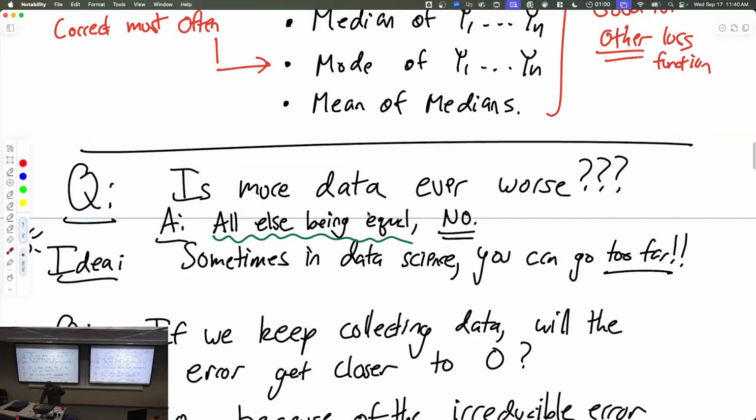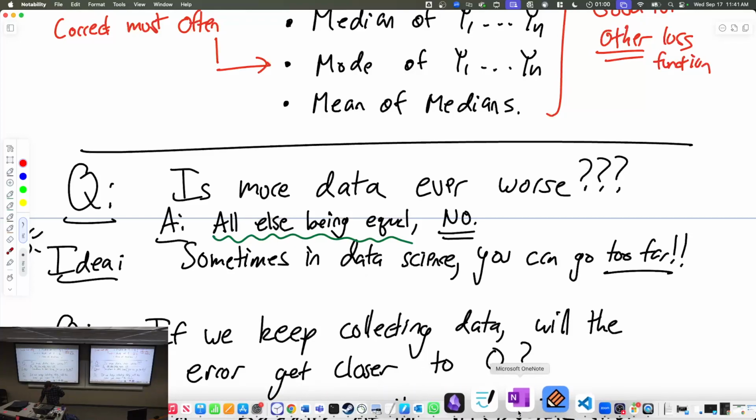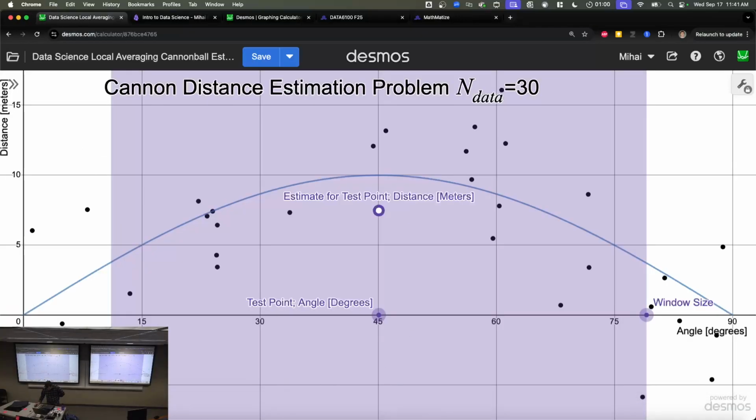All else being equal, more data is always good, all else being equal. So is it ever worse to have more data? No, it's always good to have more data as long as everything else is equal. We're going to see that in this case, all else is not equal, and so there is a trade-off. But this idea is the pro of having a big window: you get more points.